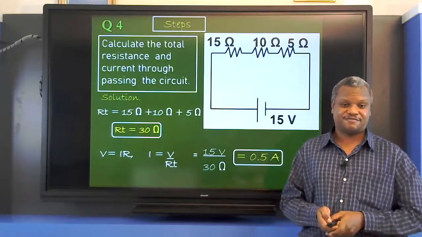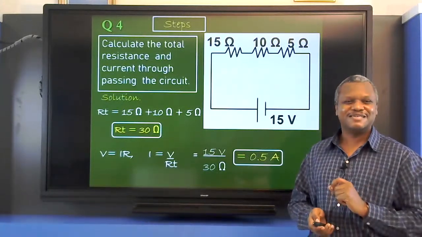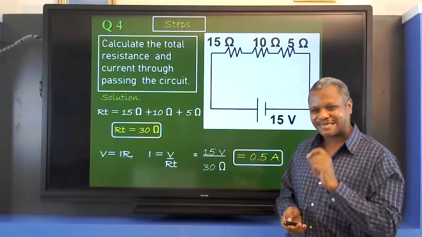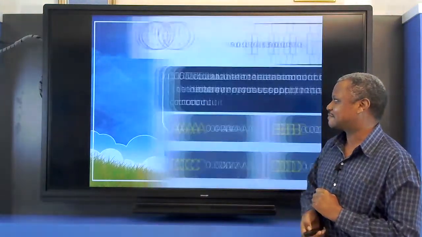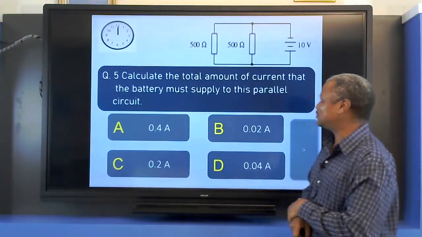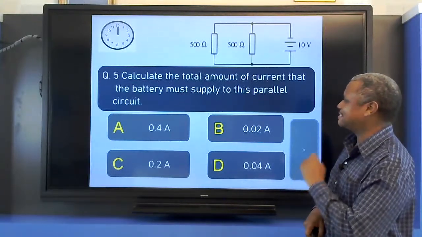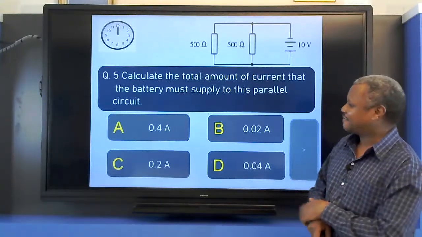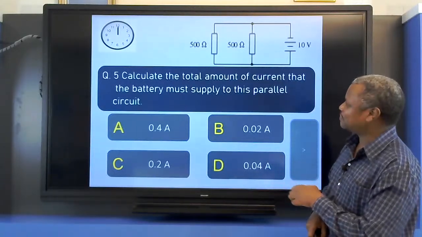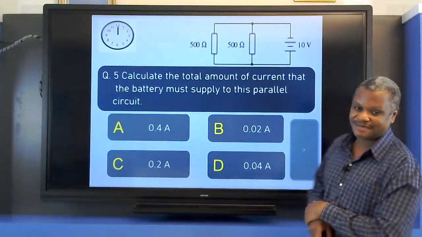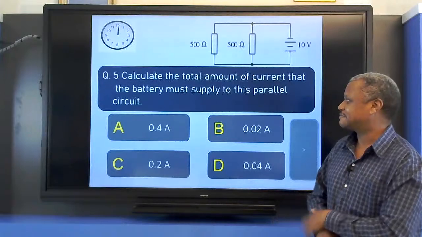Now, question number 5. Question number 5 is the most challenging question. I want you to take your time. I'll give you like 2 minutes to try question number 5. Calculate the total amount of current that the battery must supply to this parallel circuit. Now, if it's not so clear, those are 2 resistors, each with a resistance of about 500 ohm. Take about 2 minutes. The timer starts now.